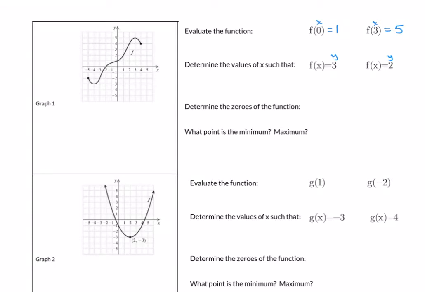Okay, so again, we still have the same question going the other direction. We want to determine the values of x such that f of x is equal to 3. This is my y-coordinate now. So if we look for where y is 3, that's going to be going up and down on my y-axis. We're going to come across, and it looks like it happens right around here. This is at about 1.5.